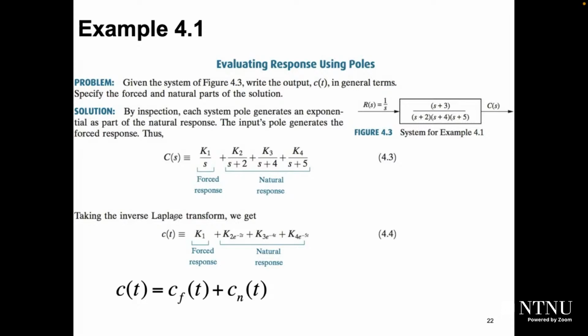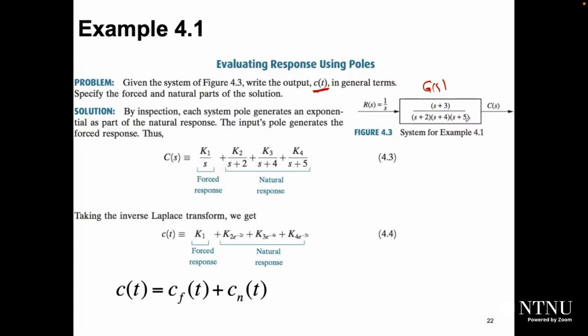So you need to evaluate your system response using poles. So you have a problem here. Try to find. You have this system. C of s equal g of s multiplied by R of s, right? This is my transfer function g of s. So we need to find C of t. Specify the forced and the natural part of the solution. We need to find what is the forced component, what is the natural part of your solution.